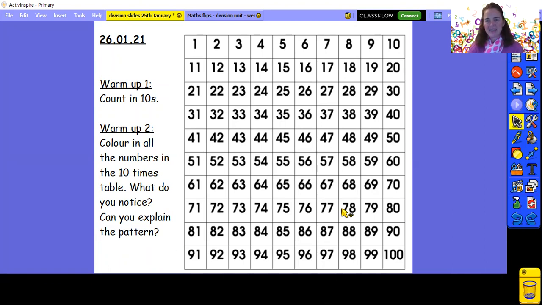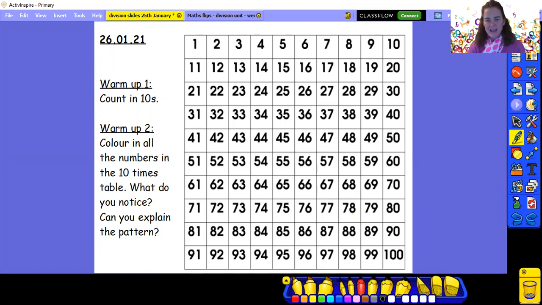Welcome back. Okay, so I'm going to get my highlighter pen and we're going to do some counting in tens. And I'm going to say the times table as I do it. So 1 times 10 is 10. 2 times 10 is 20. 3 times 10 is 30. 4 times 10 is 40. 5 times 10 is 50. 6 times 10 is 60. 7 times 10 is 70. 8 times 10 is 80. 9 times 10 is 90. 10 times 10 is 100. So that's as far as my 100 square goes.